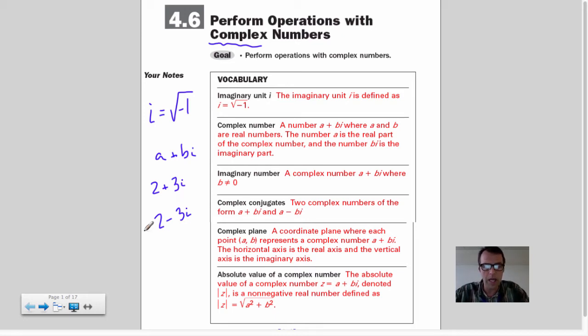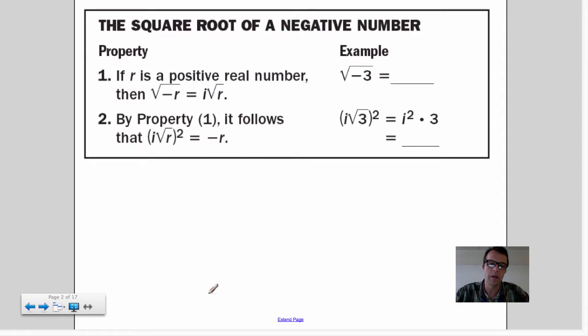The complex plane, let me read it to you, and it'll make so much more sense when we get to the example later on in the lecture, is a coordinate plane where each point (a, b) represents a complex number, a plus bi. The horizontal axis we'll call the real axis, and the vertical axis will become the imaginary axis. The absolute value of a complex number is the distance from the origin to the point. Again, let's put these two aside till we get to their example.